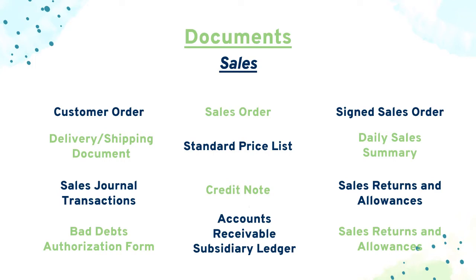Other than that, we have the bad debts authorization form. This approves write-off of debtors as a bad debt. Next, we have the accounts receivable subsidiary ledger. It posts the sales transactions. And last but not least, the monthly statement. The monthly statement mails monthly statements to customers. Now that's all for the sales part of the documents. Now we move on to the cash receipts.